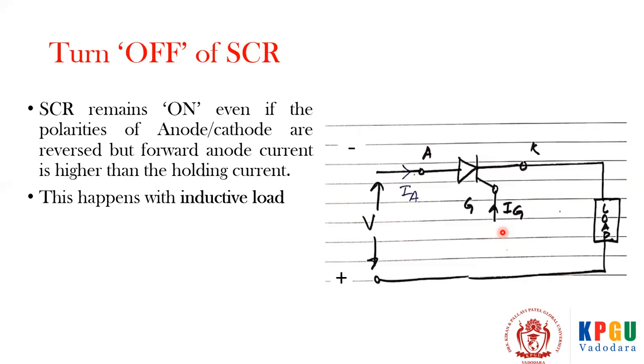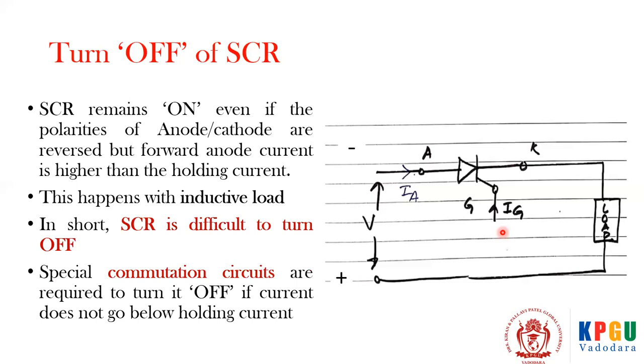In this situation, as anode current is not less than the holding current, the device will continue to remain on, though the polarities are reversed. Anode is negative and cathode is positive. So whether the polarities are in the forward bias region or the reverse bias region, the device will remain on if the forward anode-cathode current is not reduced below a minimum level known as the holding current, right? In short, SCR is difficult to turn off, and special commutation circuits are required in some cases. These circuits force this forward current to go below the holding current, and that's how it is turned off.